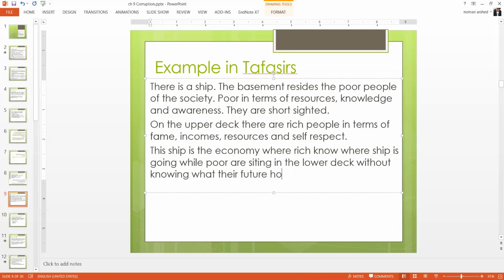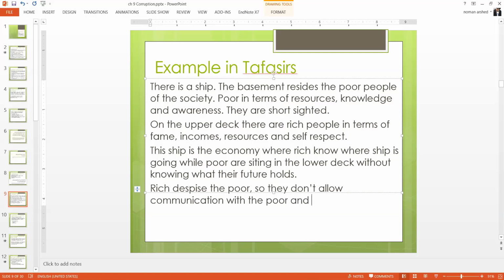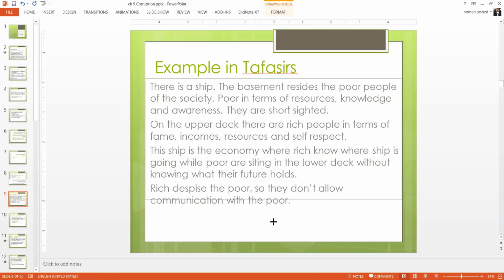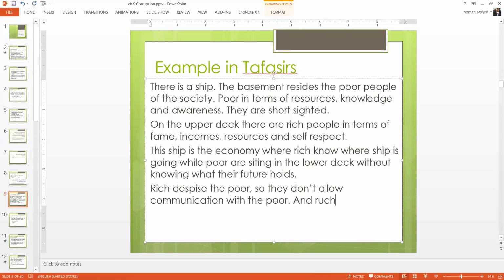And there is another thing: the rich despise the poor, meaning they don't want to talk to them, they don't want to sit with them, so they don't allow communication with the poor, and no poor can come on the top deck. There's no communication between them, and the rich do not bother to see what they are doing, so they keep it to themselves.